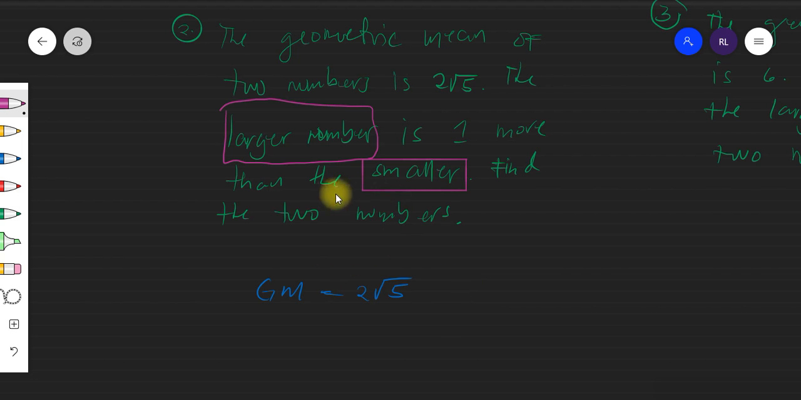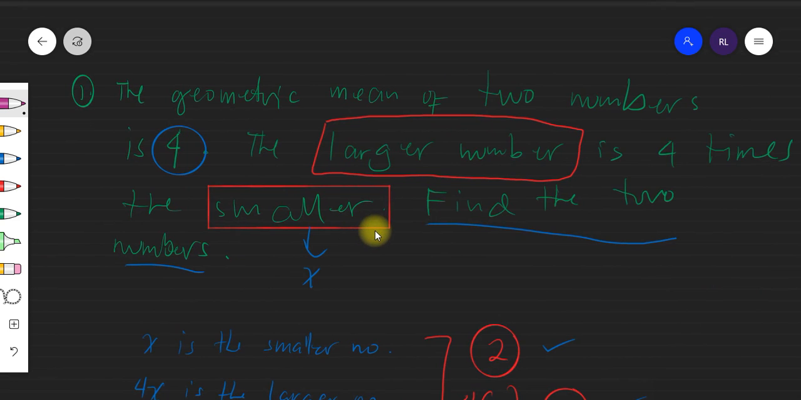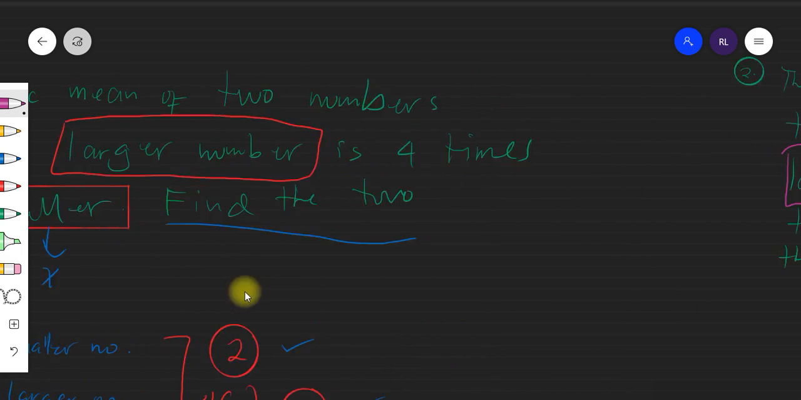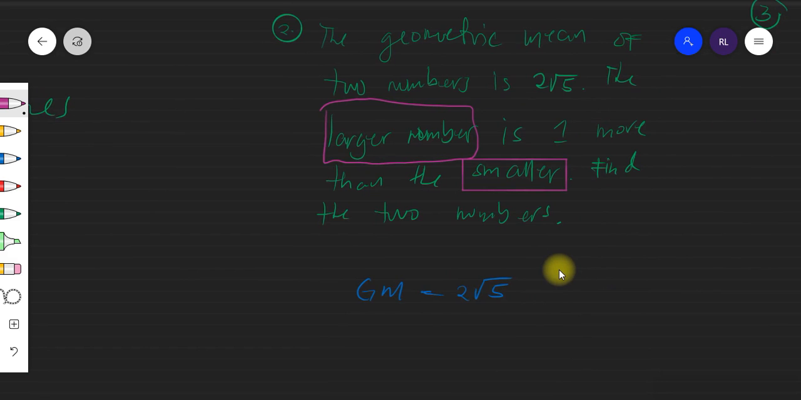Okay, so since we do not have information about the smaller number, we will let this as x. The same with our previous problem a while ago. We do not have any information about our smaller number here. That's why we let it as our x as the smaller number. So the same here, we will let x be our smaller number. So x is the smaller.